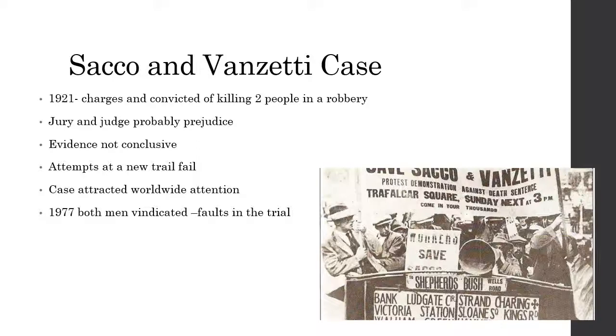There is an extremely prejudiced jury and judge who will eventually convict these men on the basis that they are Italian, that they are draft dodgers from World War I, and that they are anarchists. The fact that they are both going to be convicted and sentenced to death by the electric chair draws worldwide attention. There are riots in the streets in much of Europe and Japan because of this court case and this failure of justice. Ultimately, these men will be vindicated, but it's not until the 1970s that we review this case and say, yes, there were faults with this trial.